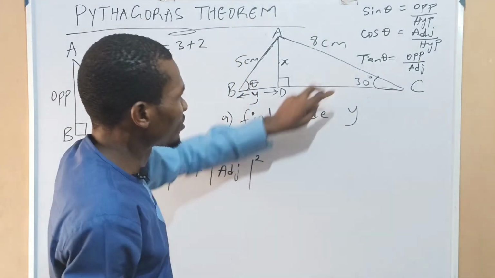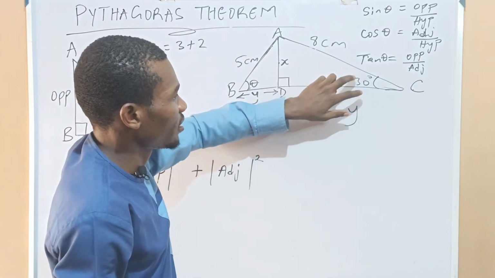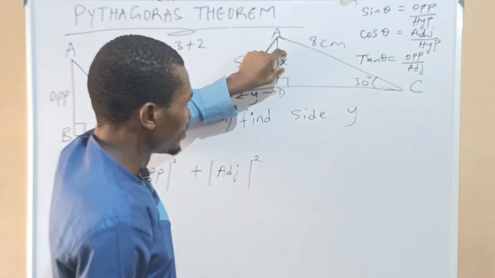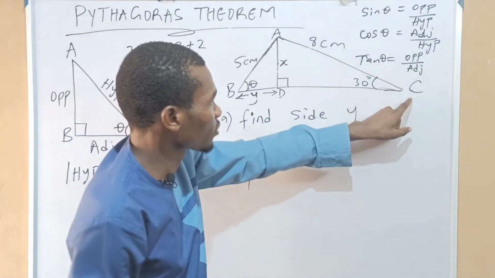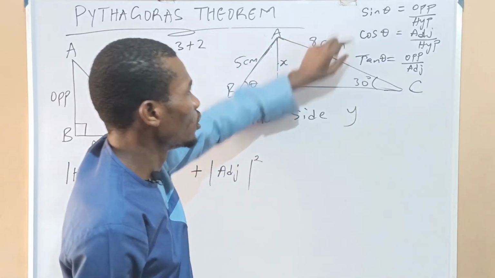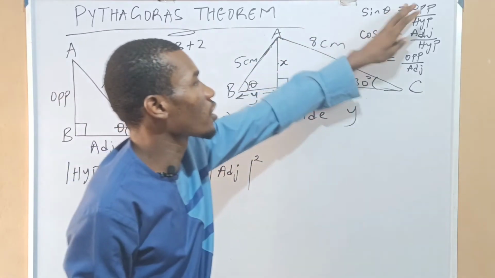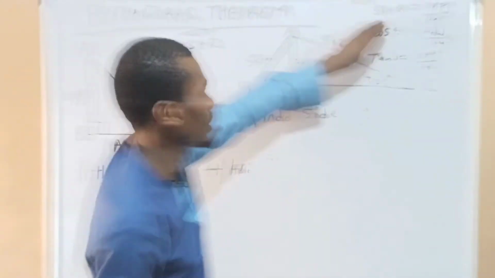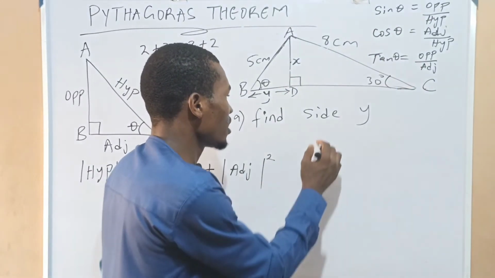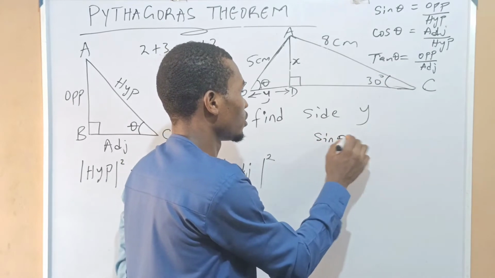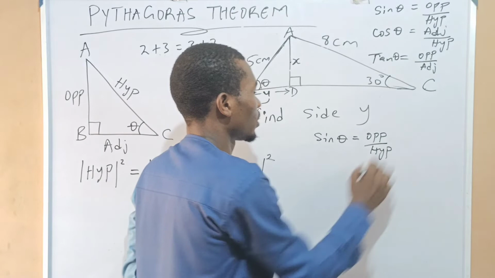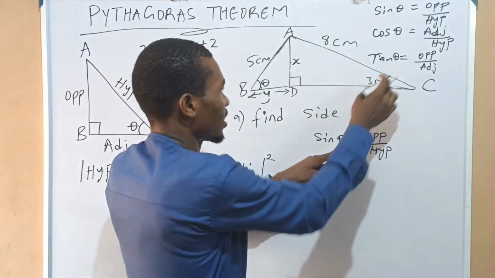Alright, looking at this given angle 30, it is facing opposite to side AD, which is x. Then side AC as well is 8 centimeter. So we look for the trigonometric ratio that relates to opposite and hypotenuse, and that is sine theta. Hence, our sine theta is opposite over hypotenuse. And now the theta is the angle 30.